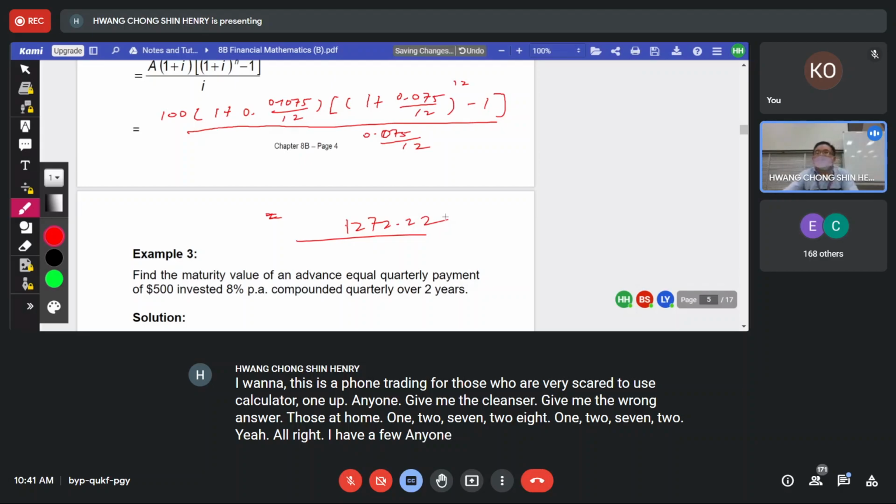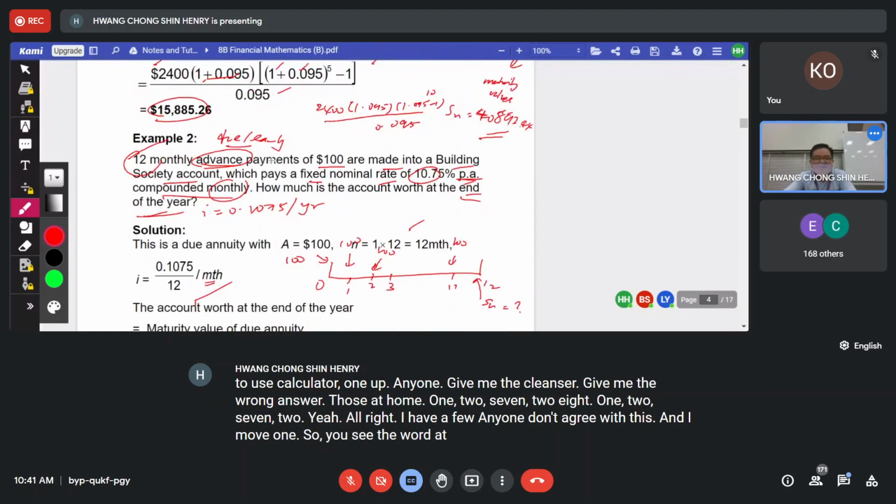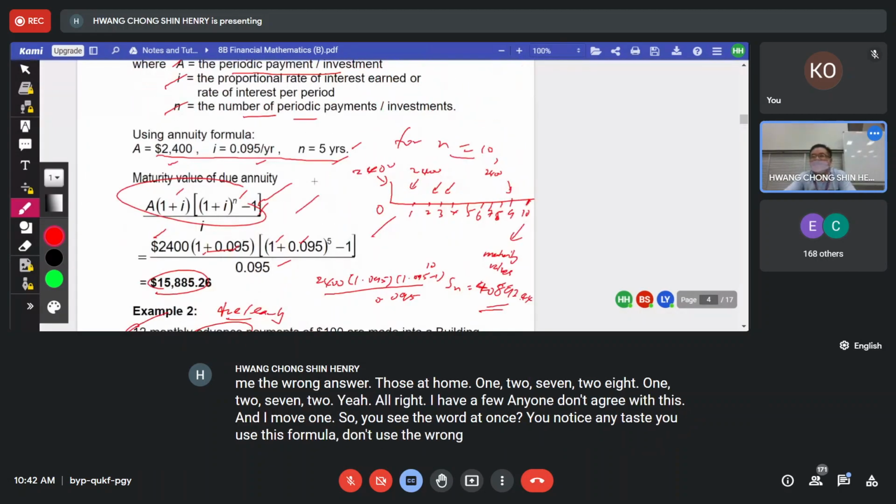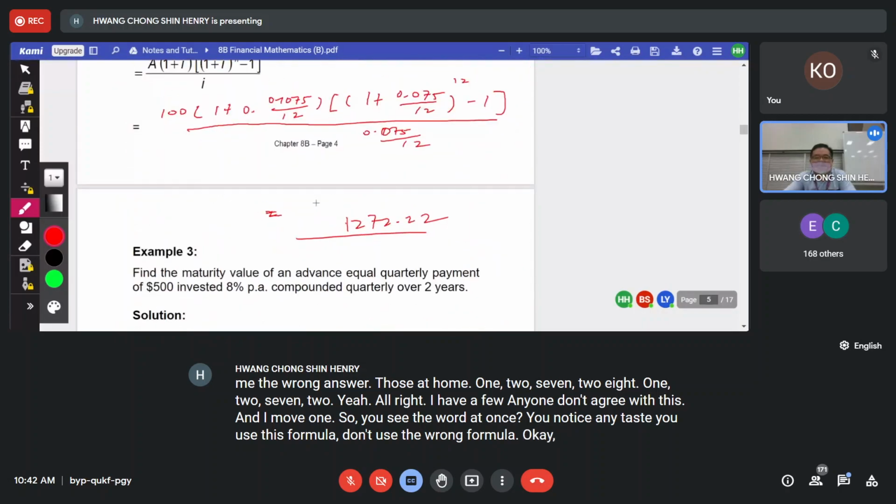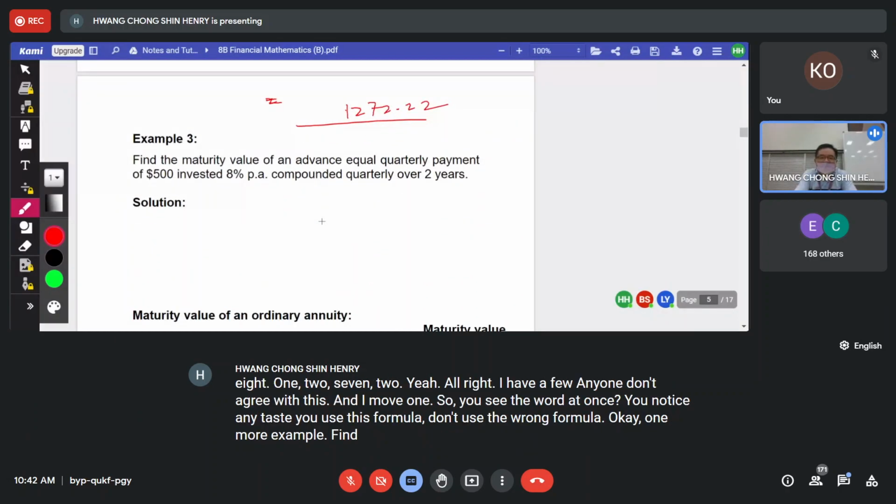Anyone don't agree with this? Can I move on? So you see the word "at once". You notice the annuities. You use this formula. Don't use the wrong formula. Okay, one more example. Find the maturity value, the SN.